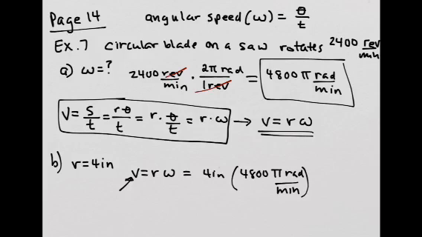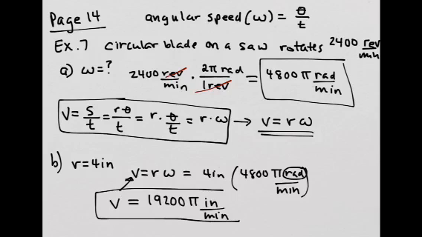So we multiply these together, and we get the linear speed is 19,200 pi inches per minute. Notice how radians no longer plays a part in the final answer, because radians is a unitless measure. The only time you'll see it is when they ask for angular speed, like they did in part A. But in part B, it's gone. It's a unitless number. So the linear speed is 19,200 pi inches per minute.